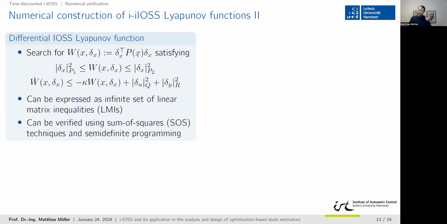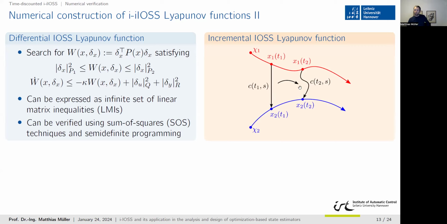Now, given that you have this IOSS Lyapunov function for the differential dynamics, what we need to do is go back and relate that to an incremental IOSS Lyapunov function for the original system. And basically the idea is to just integrate this differential IOSS Lyapunov function along the path and look at the path with minimum energy, if you want.